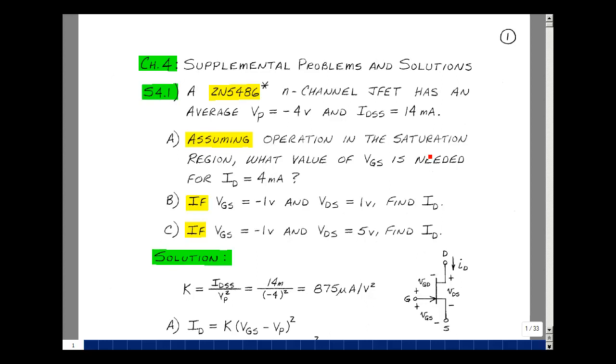Assume that we're in saturation. What value of the gate source is needed to have a drain current of 4 milliamps? Then a different problem: if the gate source is minus 1 and the drain source is 1, could you find I sub D? And then lastly, if the gate source is minus 1 and the drain source is 5, could you find I sub D?